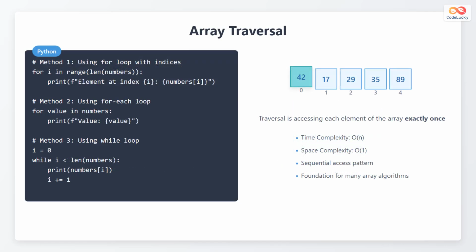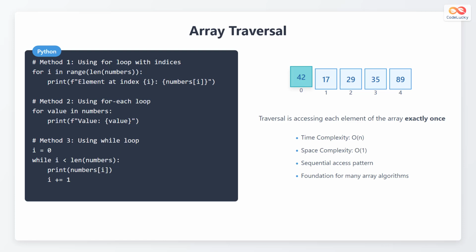Traversal is accessing each element of the array exactly once. In Python, traversal can be achieved in several ways. Method 1 uses a for loop with indices. For example, for i in range(len(numbers)): print(f"element at index {i}: {numbers[i]}").